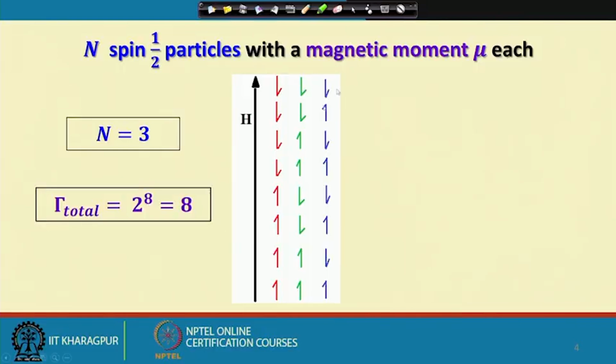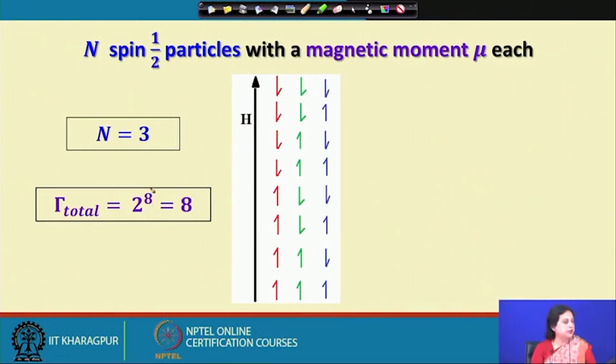Correspondingly, the total number of microscopic states here is now 2 to the power of 3. You have 2 states for each particle and you have 3 particles. So, there will be a total of 8 microscopic states, and these microscopic states are tabulated here. This is the microscopic state having the lowest energy, and this is the microscopic state having the highest energy.